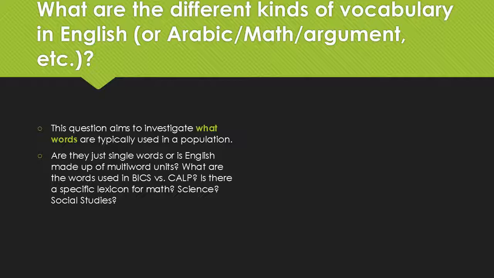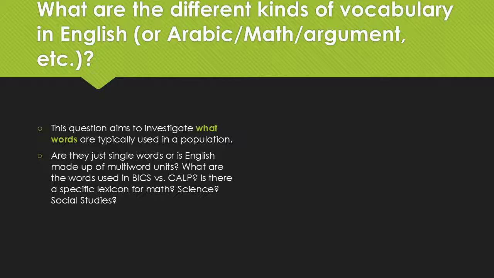So this question, what are the different kinds of vocabulary in English or other languages? There are various ways of exploring the different kinds of vocabulary of, say, a language, subject, or rhetorical style. This research problem or question aims to investigate what words are typically used in a population.